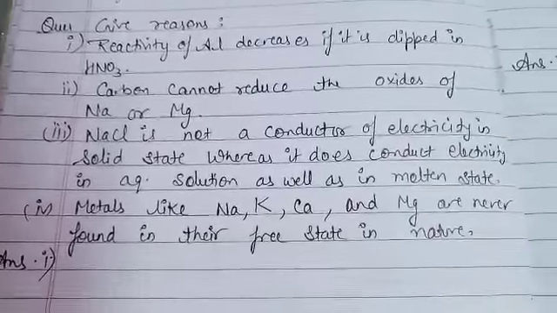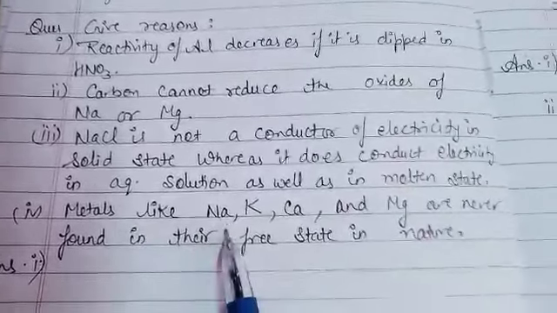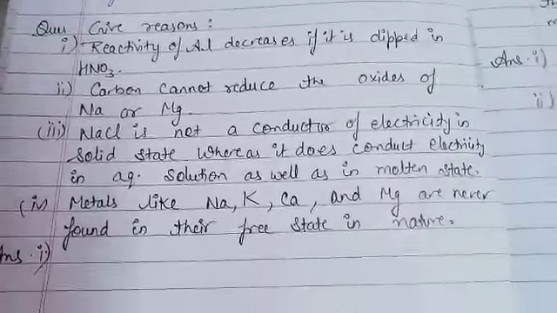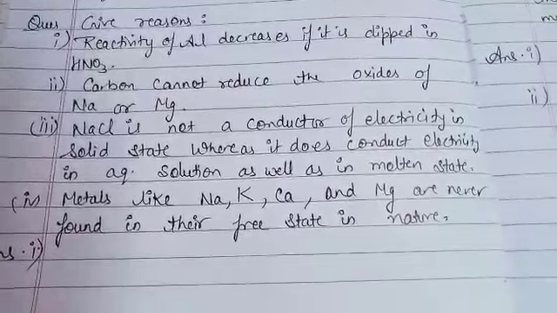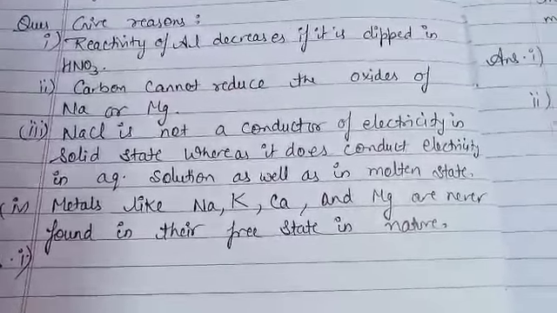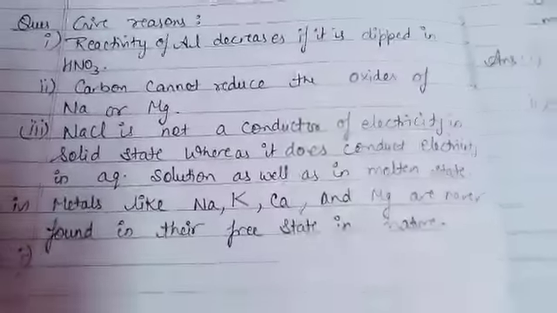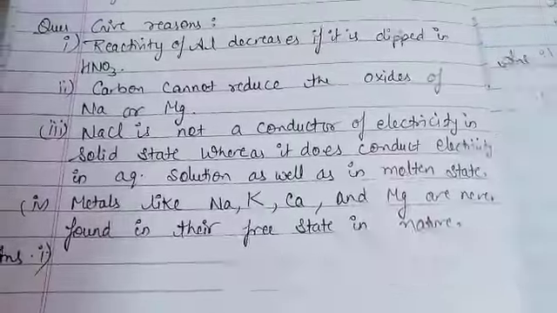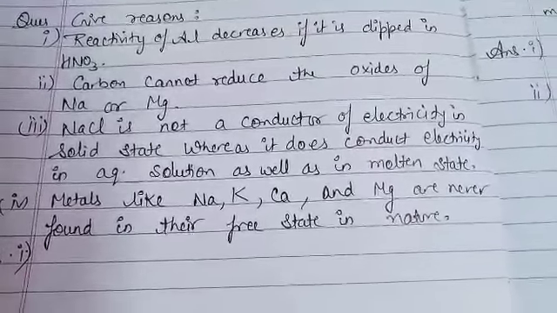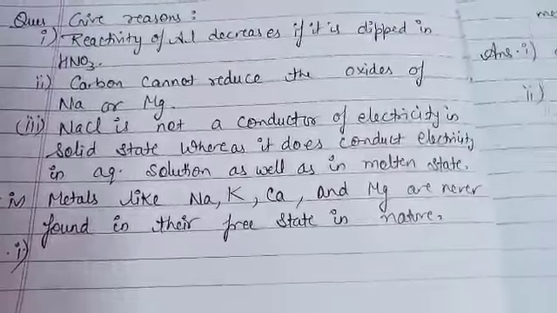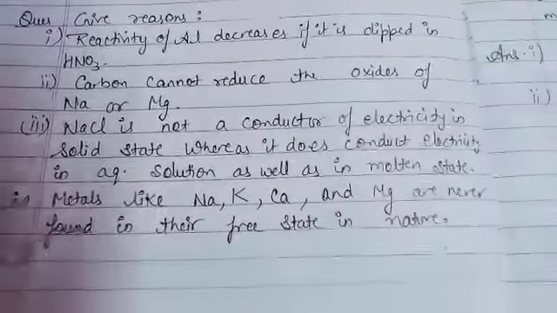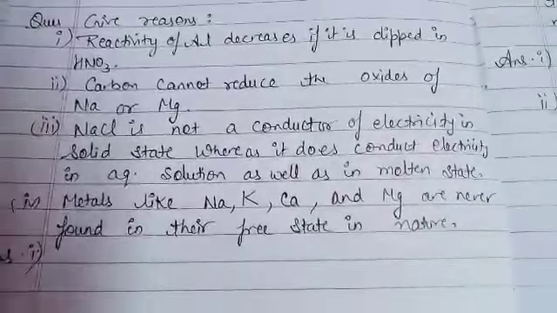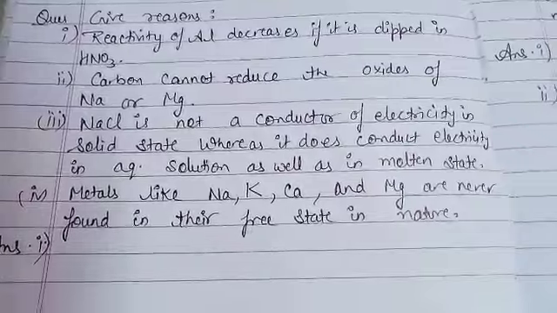Okay, now another one we have: metals like sodium, potassium, calcium, magnesium are never found in free state in nature. Free state in nature means, just like gold is found in free state, you get gold itself in nature. But potassium and sodium are not found in free state. What's the reason? Actually they are all reactive metals. That's why they combine with other elements or atoms and form different types of compounds. That's why they are not found in free state in nature.